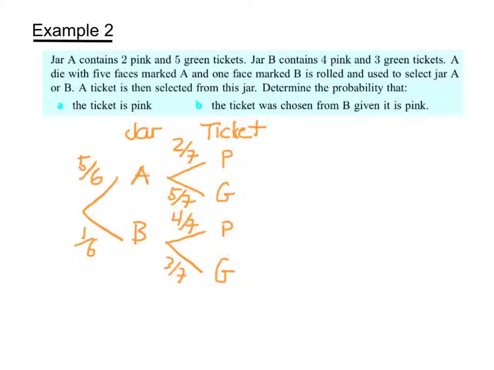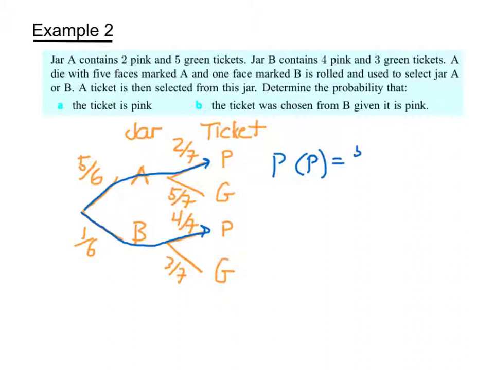Well, now that I have my tree diagram, I can start answering some of these questions. Right? And I want to find the probability that the ticket is pink. I have 2 pathways that can get me that scenario. If jar A was chosen and I drew a pink ticket, I use this path. And if jar B was chosen, to get a pink ticket, I would need to use that path.